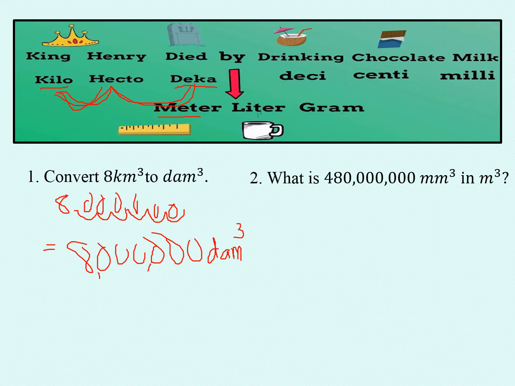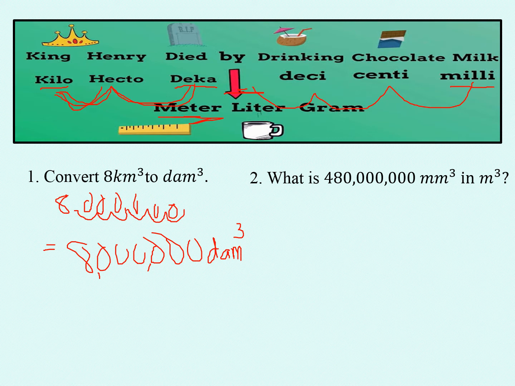So, what is 480 million millimeter cube in meter cube? So, ito naman, dito tayo sa millimeter. Then, i-convert natin siya into meter cube. So, since meter ang gagamitin natin, then, andito siya. So, from right, mag-move tayo pa left. So, we have 1, 2, 3. So, mag-move tayo ng 3 beses.